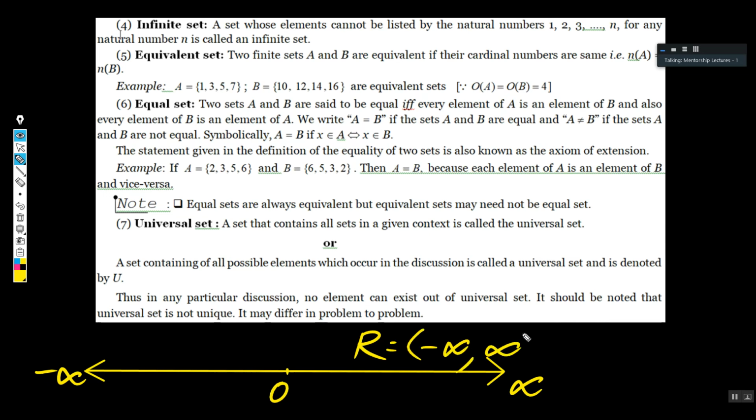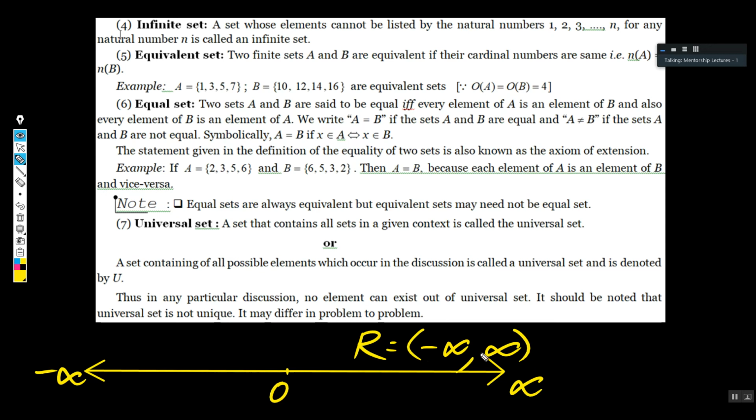What are open brackets and closed brackets? I will explain that also. This is very, very important, because further on we will be using this interval everywhere. This is an interval. This is the lower limit. This is the upper limit, and this bracket is said to be the open bracket.